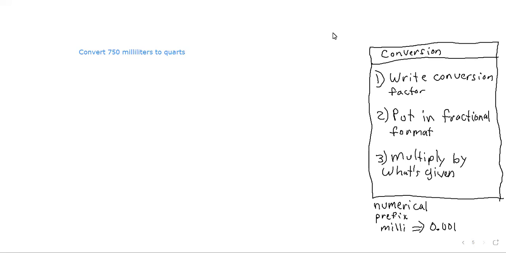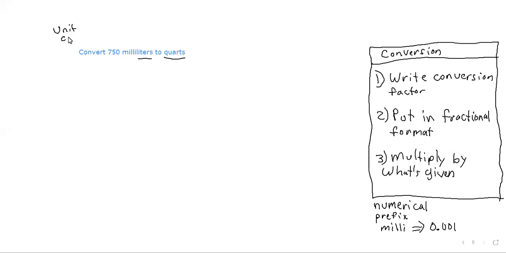All right, so we see here it asks us to convert 750 milliliters to quarts. So how do we do this? Well, this is a unit conversion. How can we tell? Because if we look at the numbers, we see that we have pairs of units. We have liters and we have quarts. Whenever you see pairs of units, that tells you it's a unit conversion question.